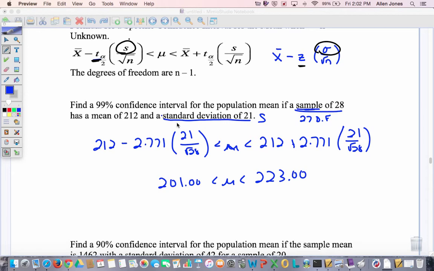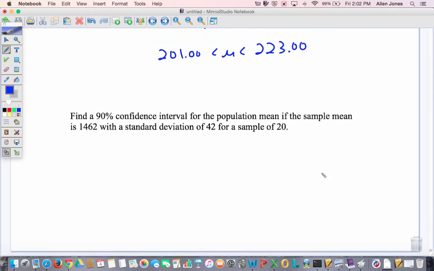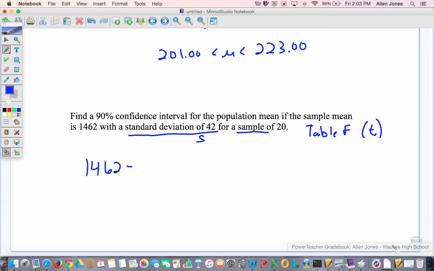So again, it all revolves around that sample standard deviation telling us to use table F instead of table E. With table E, we use the population standard deviation. A couple more of those here fairly quickly. Find the 90% confidence interval for a population mean, if a sample mean is 1462, with a standard deviation of 42 for a sample of 20. So our sample standard deviation is 42, again s. As soon as we identify s, we're using table F, a t-score, instead of a z-score. Our sample mean is 1462.